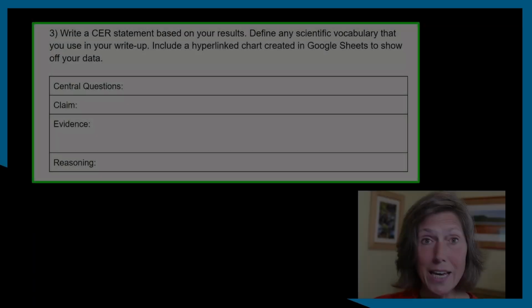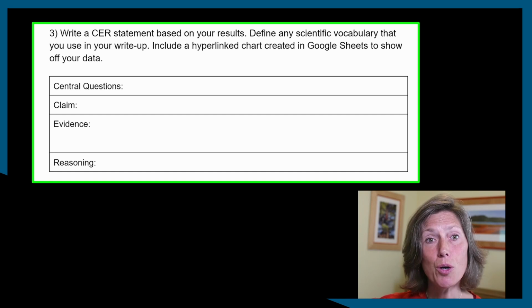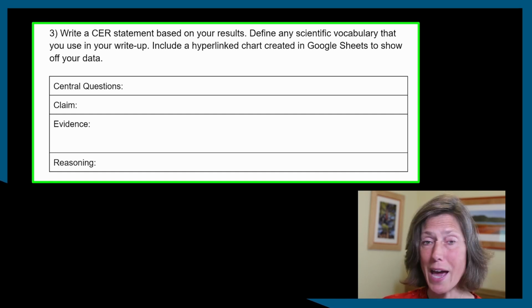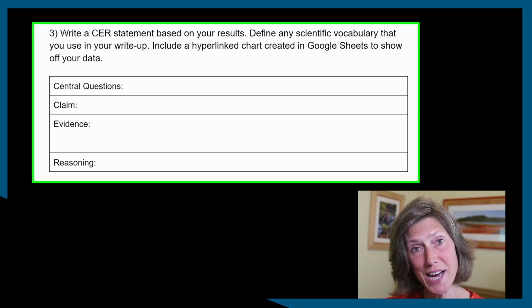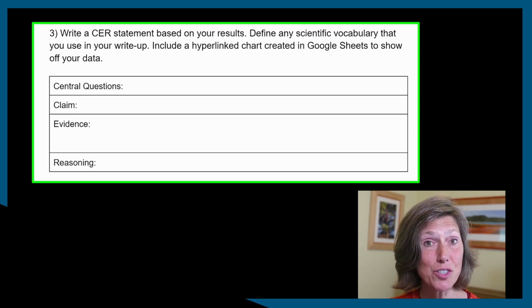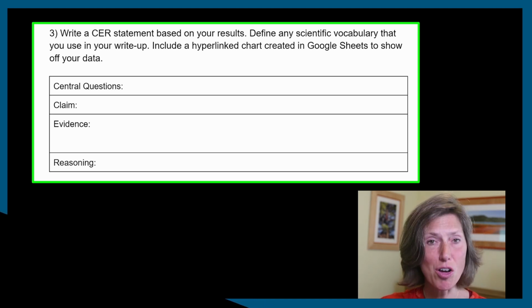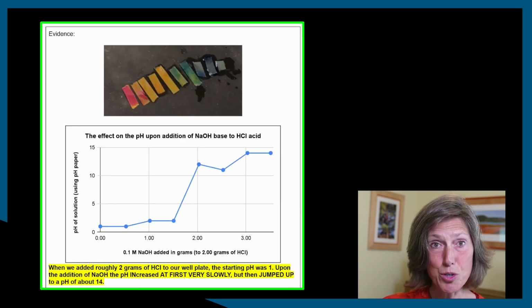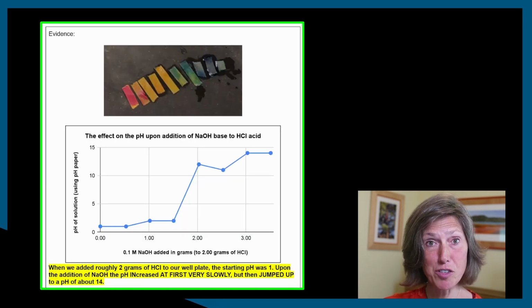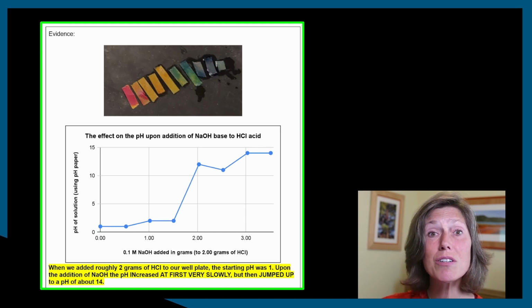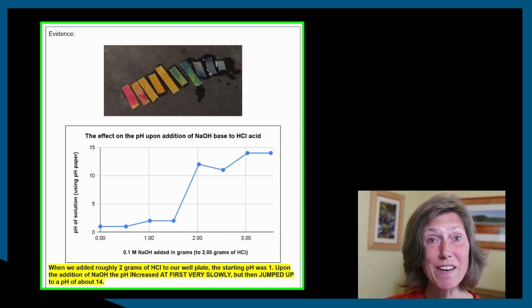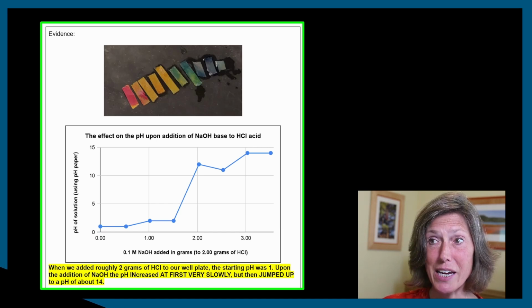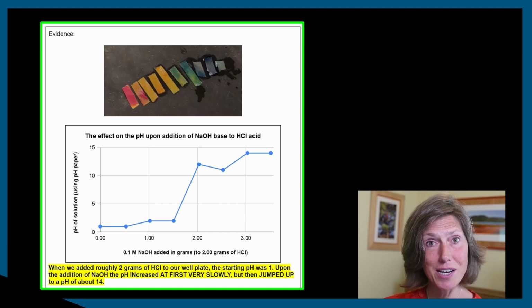So I had them write a claim, evidence, reasoning statement based on the central question, what happens when you mix an acid and a base, either adding the base to the acid or adding the acid to the base in the well plate on top of a balance. This shows you the actual key, again with the pieces of pH paper, and then using Google Sheets to graph the actual pH paper data. So very basic, rudimentary values, not as precise as perhaps a digital pH meter, but it gets the idea across.